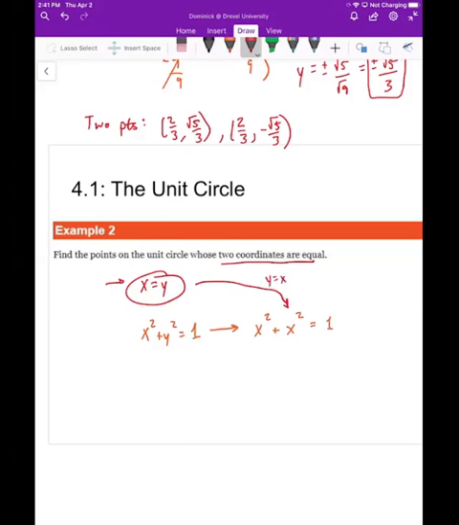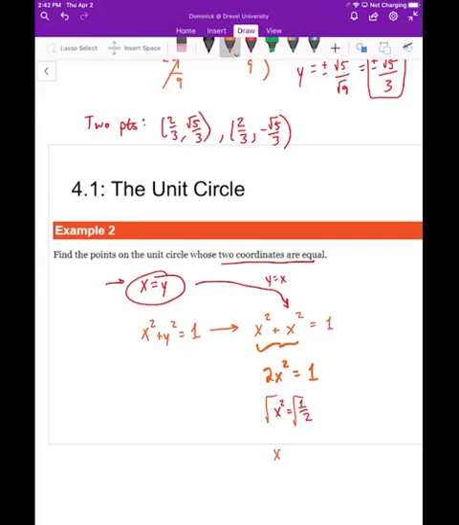Now if we solve this equation, these two give us 2x squared is equal to 1. Then if we divide by 2, we get that x squared is 1 over 2. And then, of course, we can square root both sides.